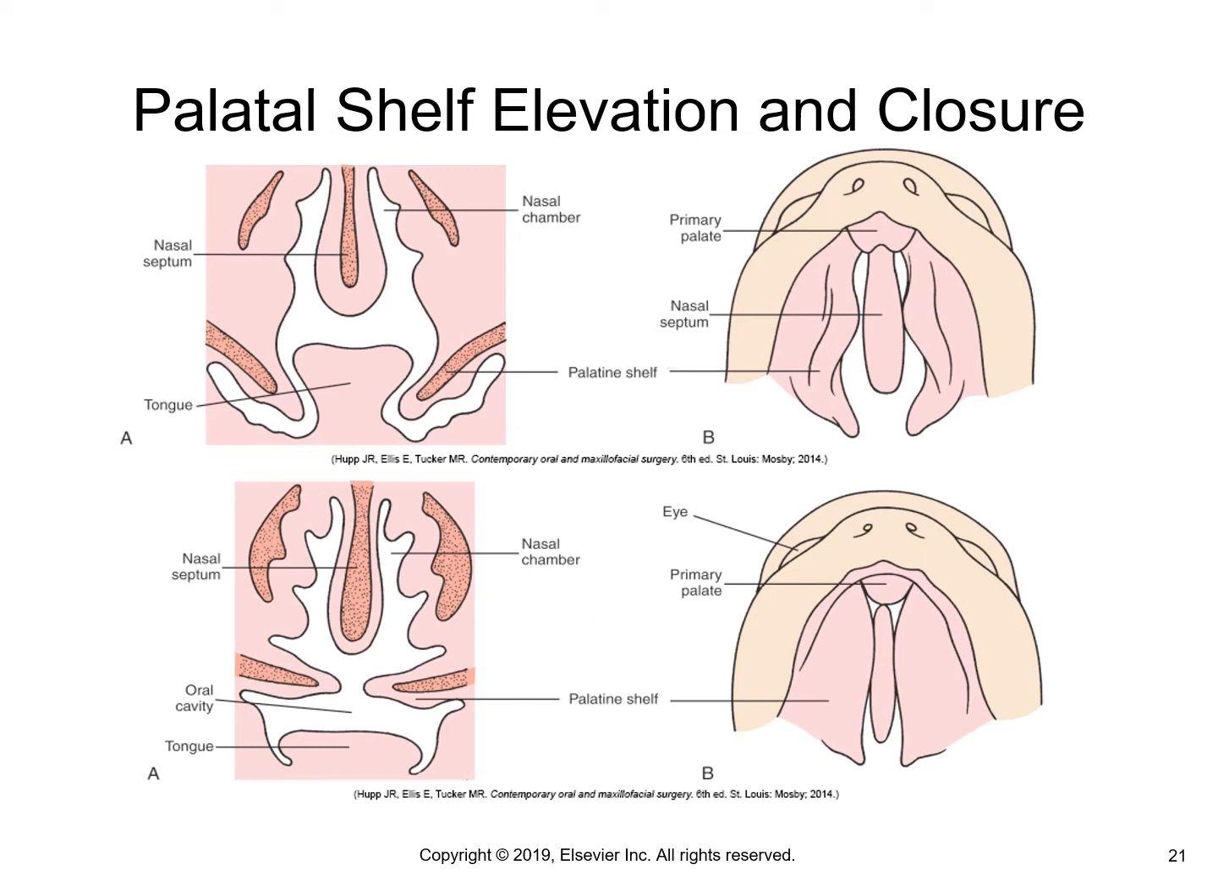And then if you look at the lower image, this is when they have raised. So we've got the nasal septum again, and we've got the nasal chambers represented on either side of that. The oral cavity, the tongue has descended down, and you can see that the palatal shelf has elevated and is now separating the oral cavity from the nasal cavity.